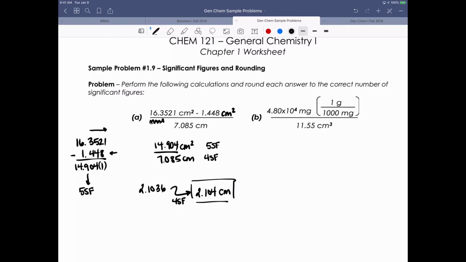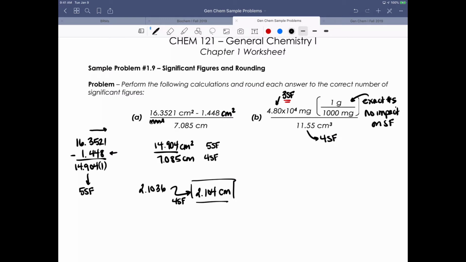Our second problem here basically is just multiplication and division, so we are just limited by the value that has the fewest number of significant digits. There's 3 significant digits in our first value here, 4 significant digits here, and when we have exact numbers, like we have with prefix conversion factors, these have no impact on our significant figures. So basically, we are going to be limited by the fact that we've got 3 significant figures in our answer here.